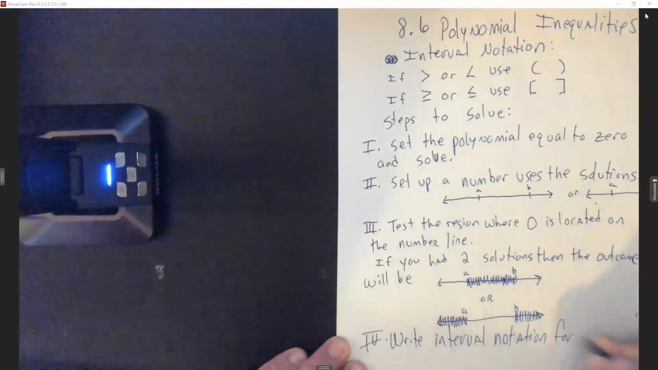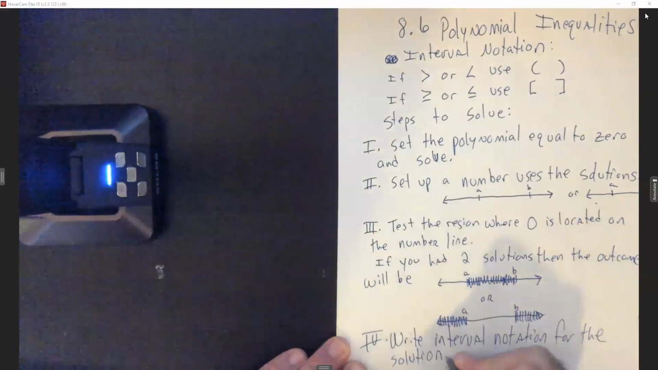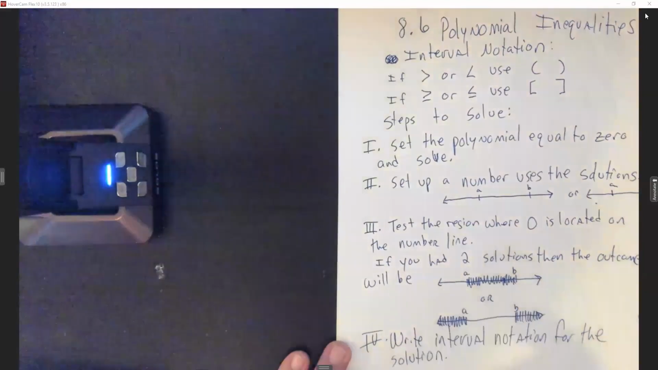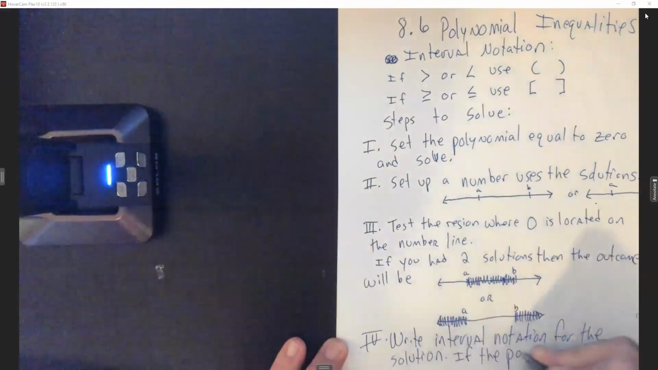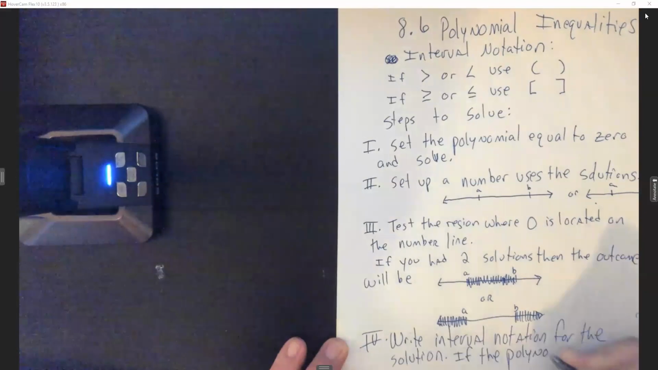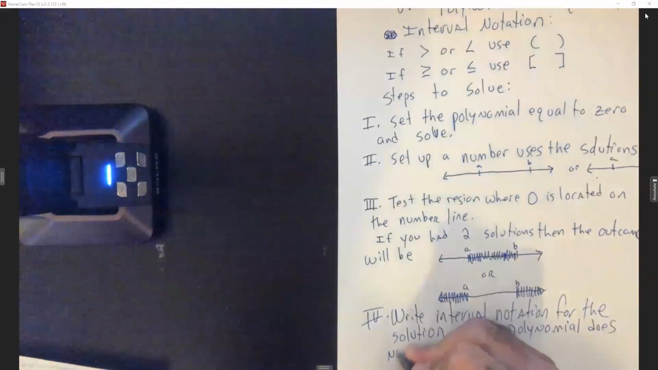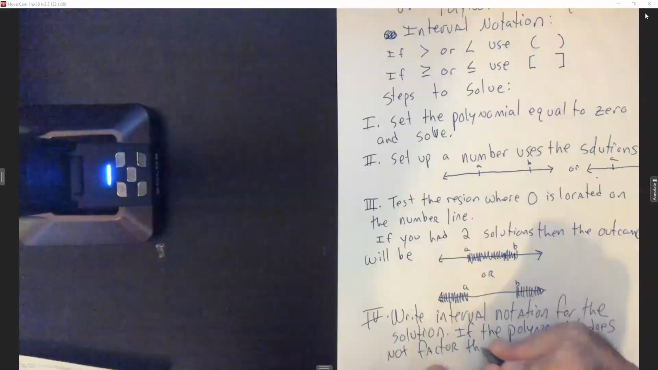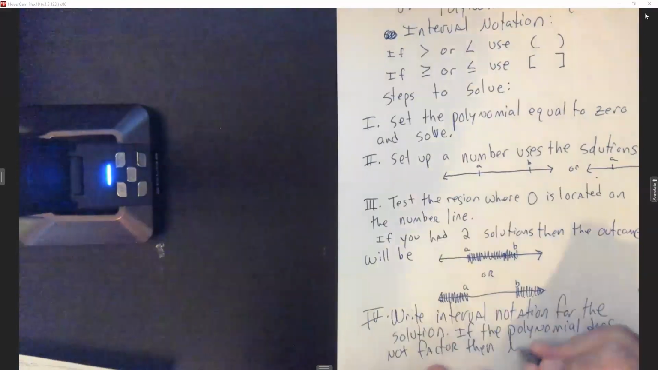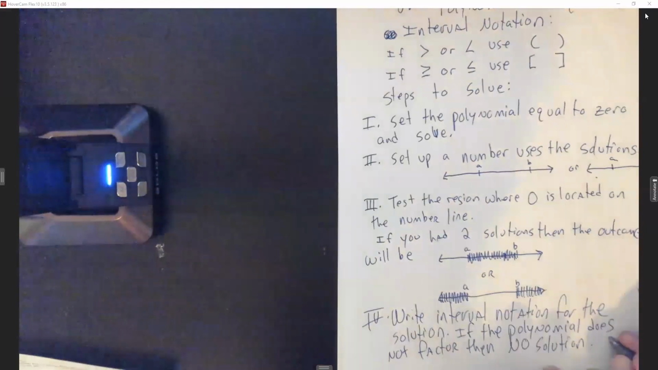For the solution. But here's the kicker on this one. If the polynomial does not factor, so if the polynomial does not factor, then it is a no solution. And in here for no solutions, they're going to introduce you to the 0 with a line through it.